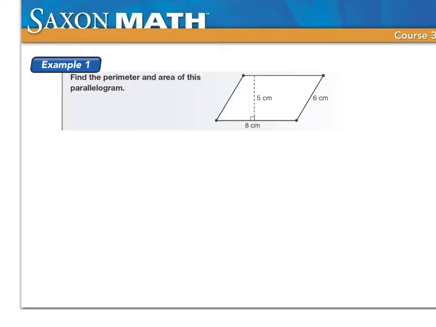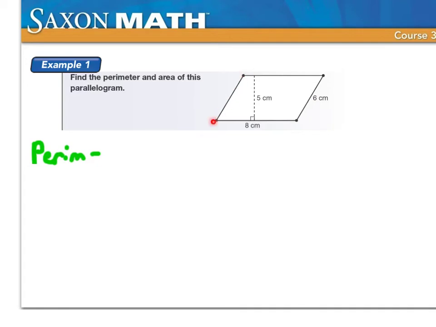Alright, so let's look at some. Example 1 says to find the perimeter and the area of this parallelogram. Well, first let's go ahead and find the perimeter. Remember, to find the perimeter, we just add up all the sides. So we're going to add up the actual 4 sides of the parallelogram, the outside.